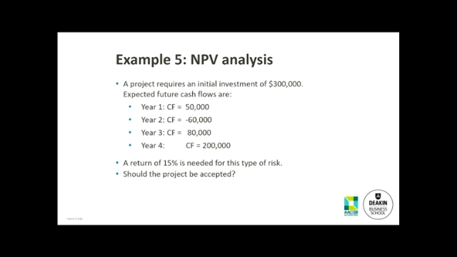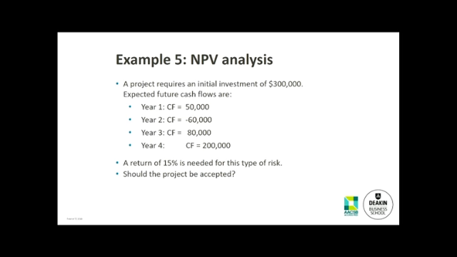Now let's say a project requires an initial investment of 300,000. Expected future cash flows are 50,000 in year 1, negative 60,000 in year 2, 80,000 in year 3, and the cash flow at year 4 is $200,000. The discount rate is given. Should the project be accepted? What should you do?